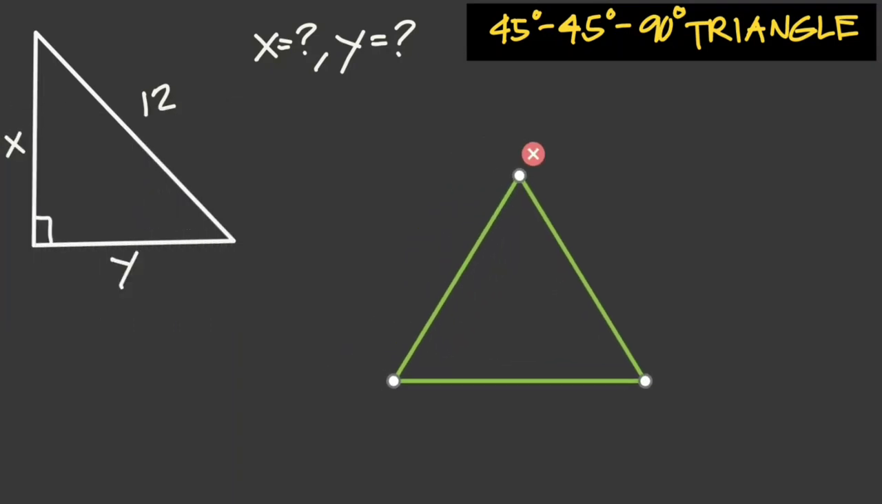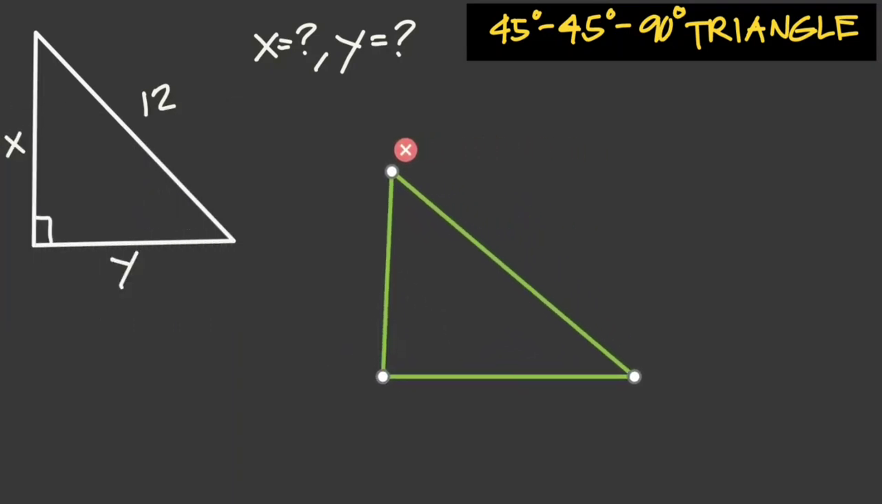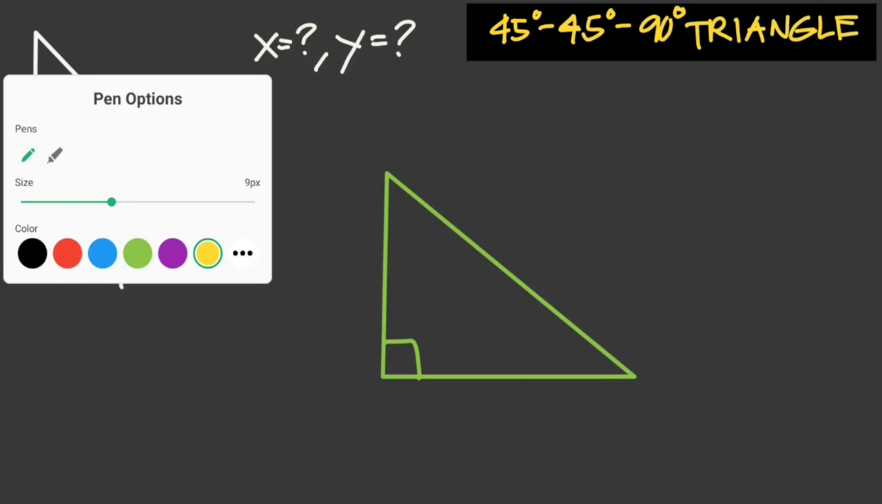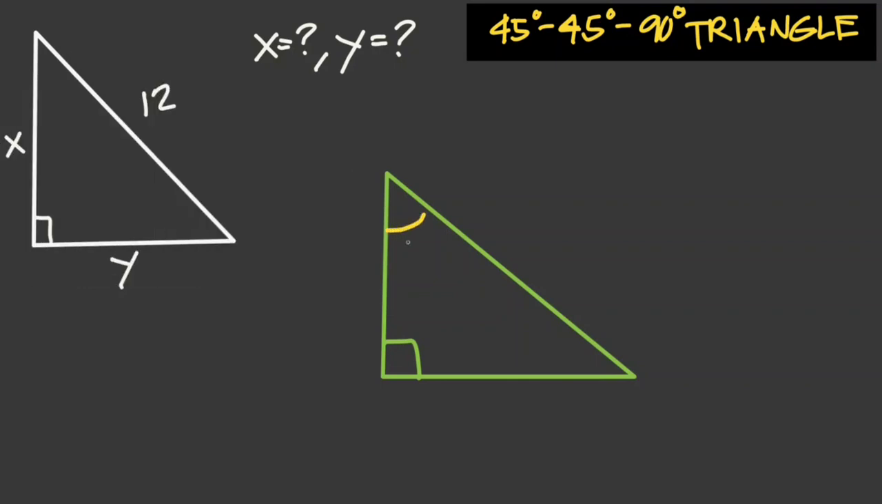So if this is our right triangle, okay, so this is the right angle, then this one is 45 degrees and this one is 45 degrees. So for a 45-45-90 triangle, the two legs are equal. So this one is equal to this one.